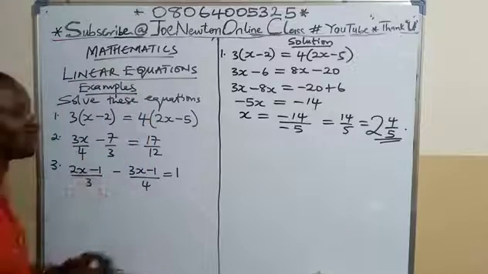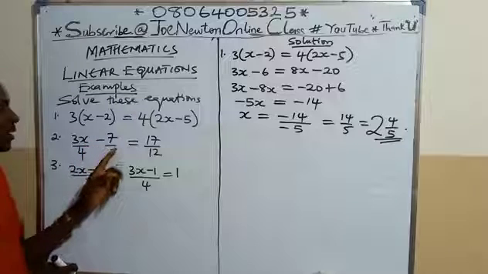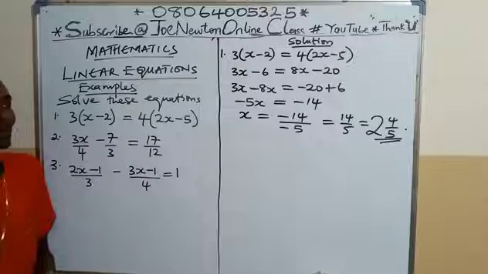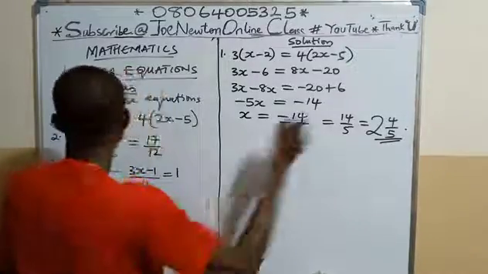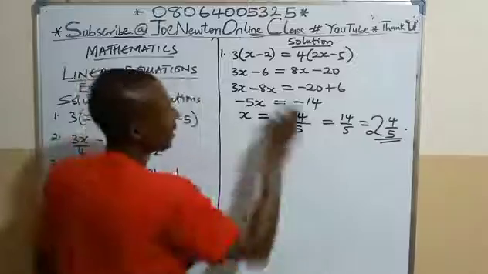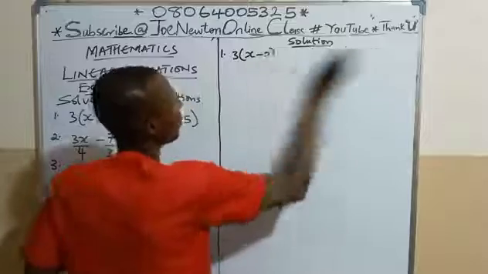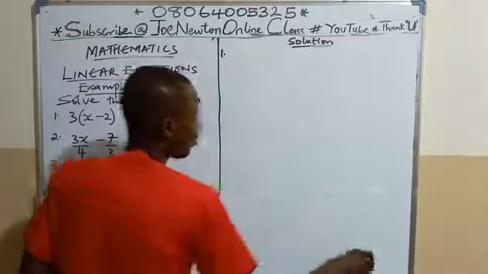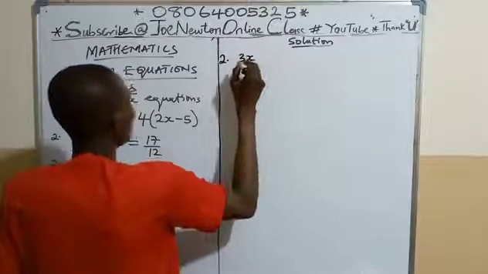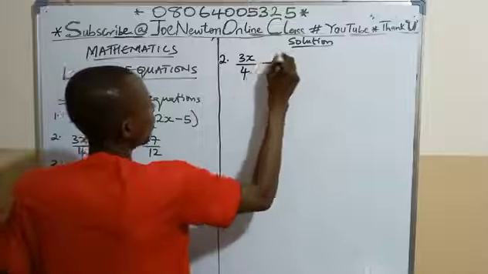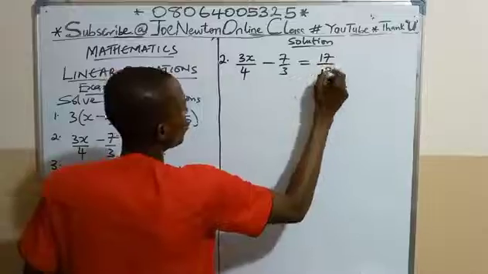Then let's go to number 2. Number 2 says 3x over 4 minus 7 over 3 equals 17 over 12. That's number 2 question. So quickly, let's solve number 2 question. Number 2 solution, 3x over 4 minus 7 over 3 equals 17 over 12.